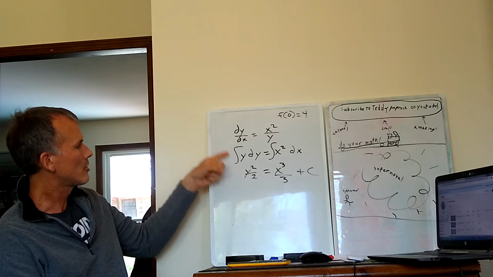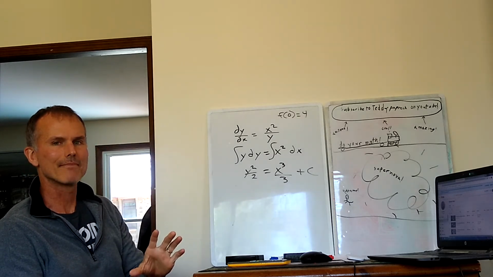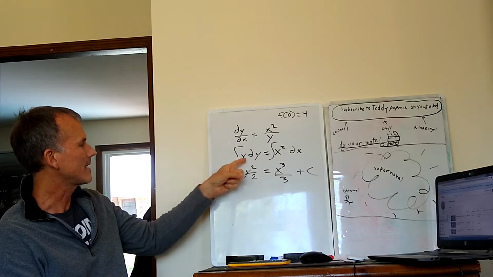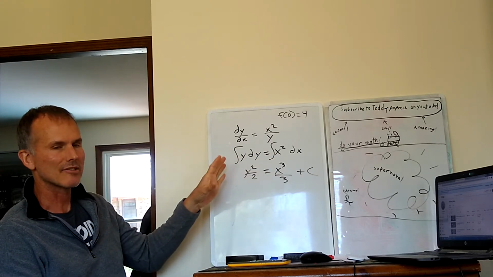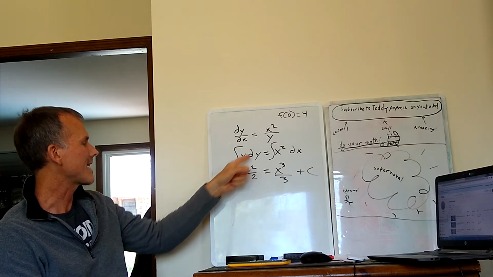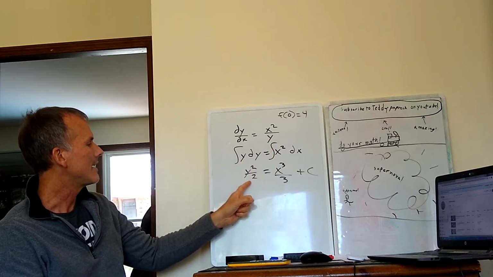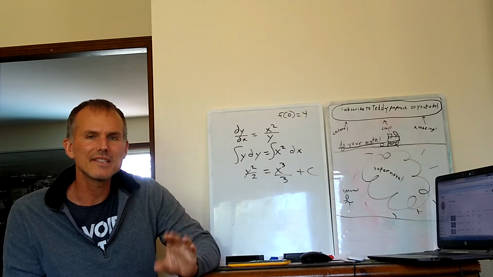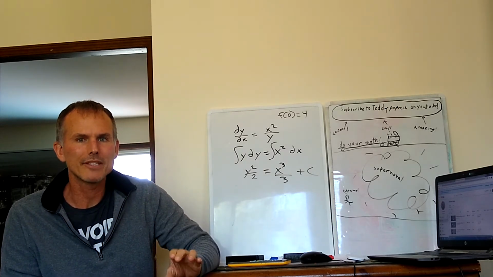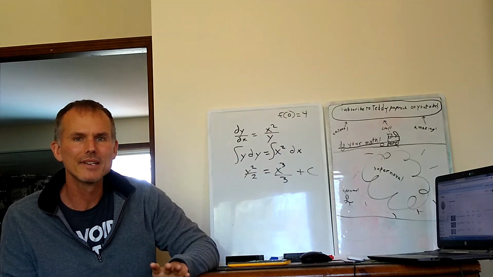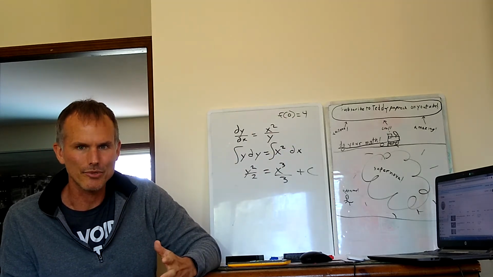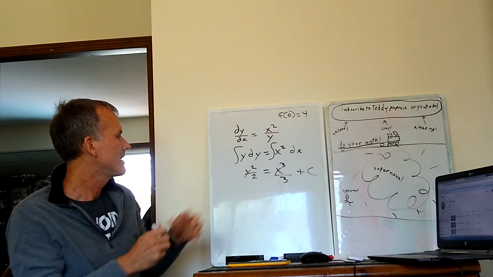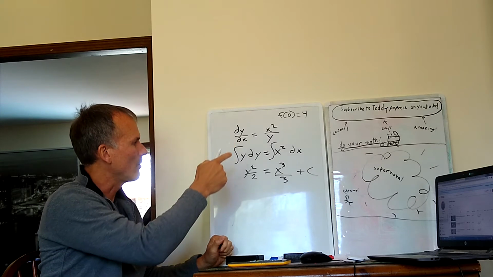The first 2 steps are going to be exactly the same. That's why I did not erase them. So I separate the variables. I guess that is actually 3 steps. I separated the variables, I integrated both sides, and this is what I got. Now listen. This is the place where I'm going to make use of the initial conditions to find the particular solution.